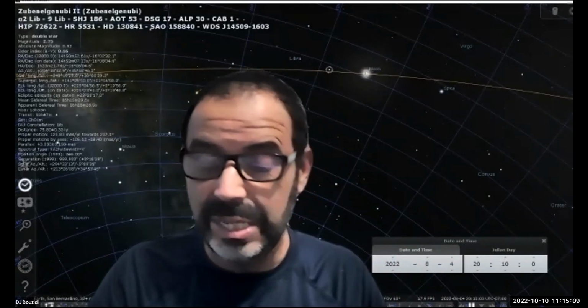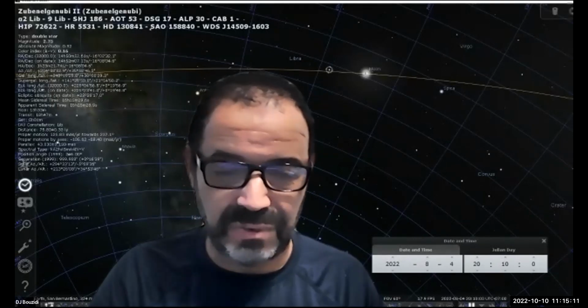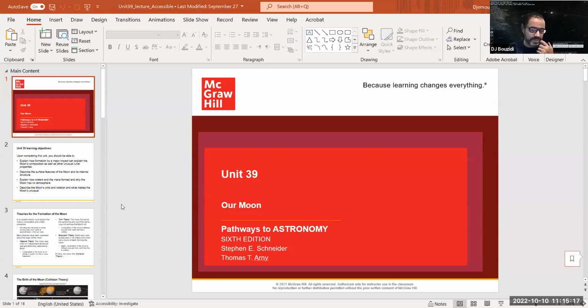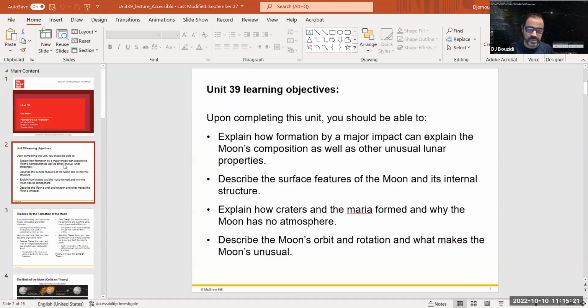But then the moon is moving away. So again, these are the units in terms of ideas in general. So let me see if I can get the topic in here for you guys. Okay, I know the introduction took everything, but hopefully you guys have a better understanding of what's going on now. So again, explain how formation by major impact can explain the moon's composition as well as other unusual lunar properties. Okay, describe the surface features of the moon and its internal structure.